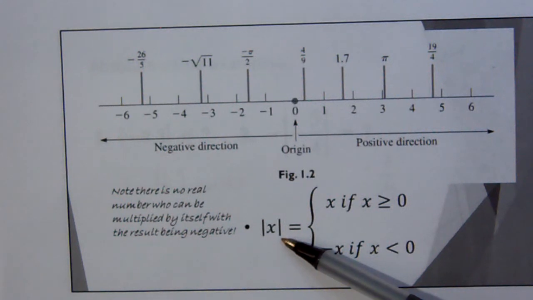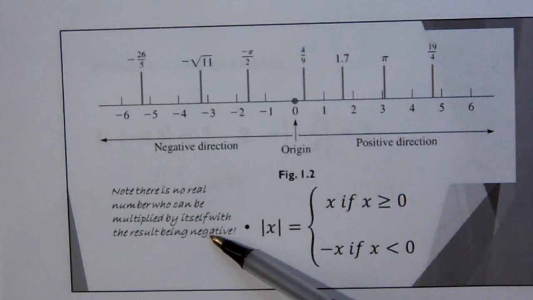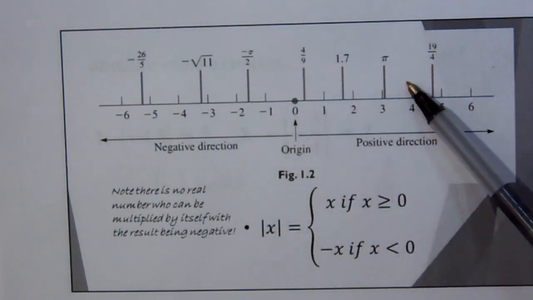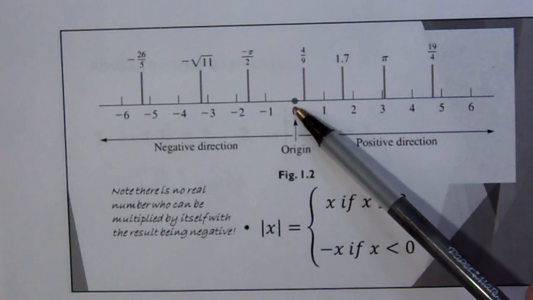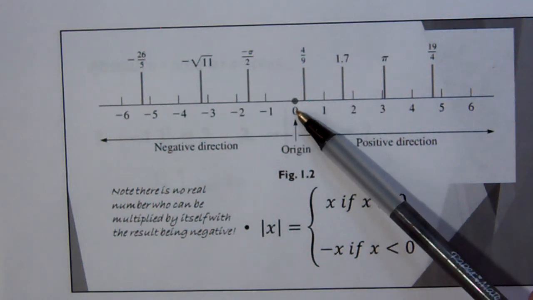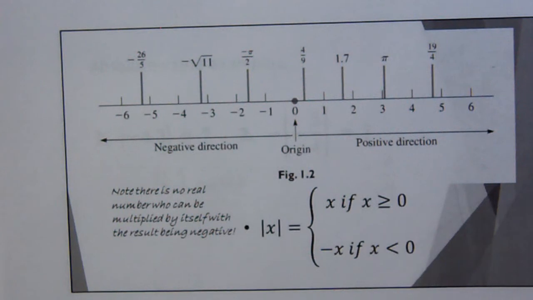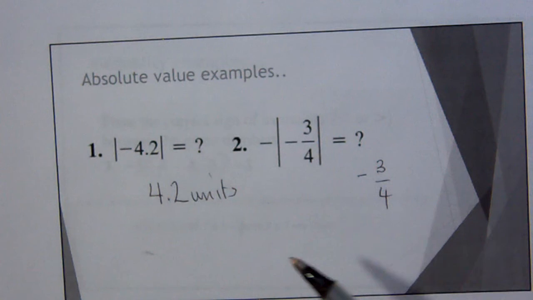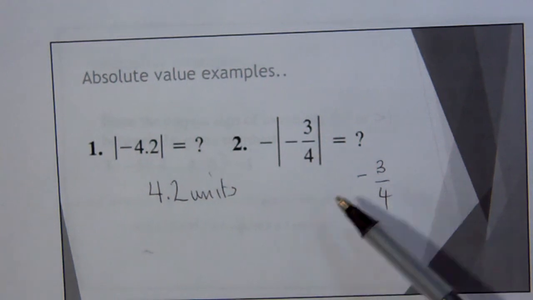We should also note in passing that there is no real number that can be multiplied by itself with the resulting product being negative. A minus times a minus is going to be a plus. A plus times a plus is going to be a plus, and 0 times 0 is going to be 0. This gives rise to additional numbers called complex numbers, which we will talk about later and are important in electrical theory.